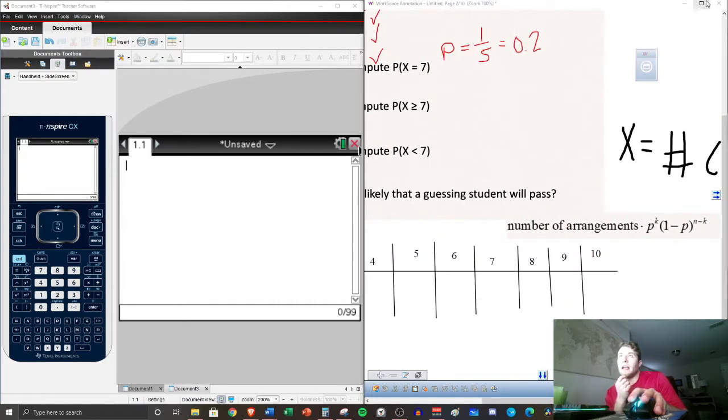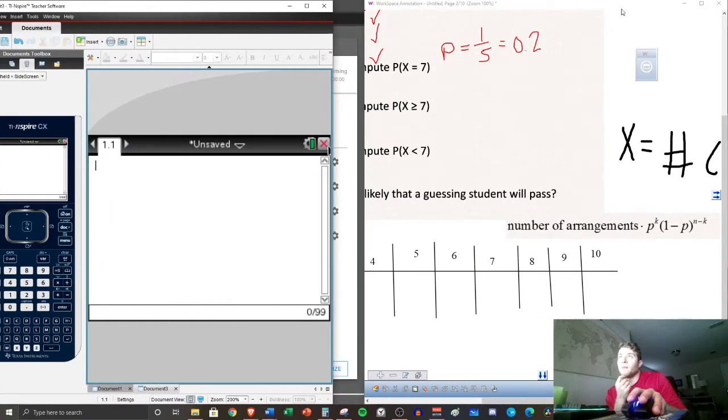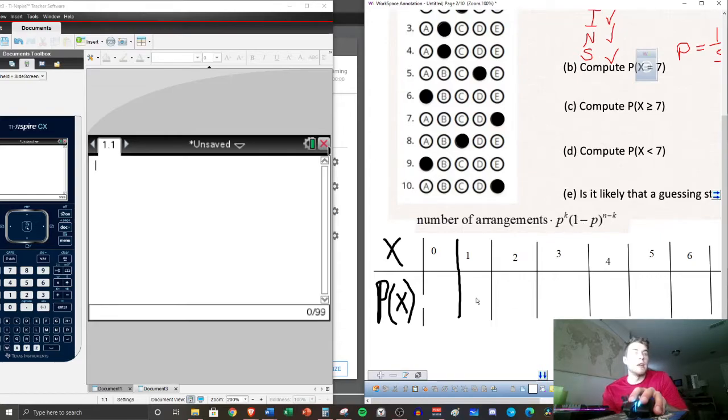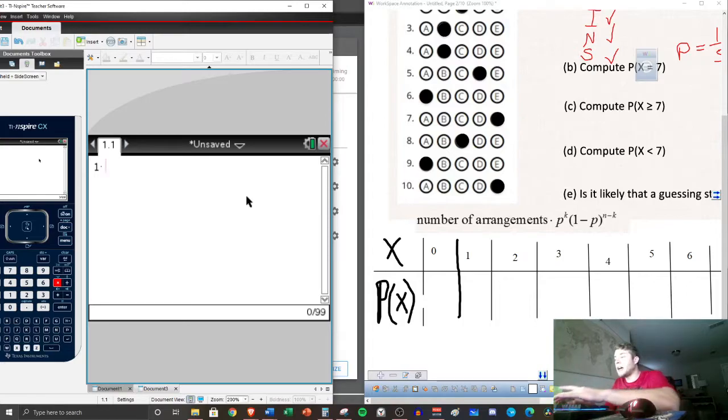But if I want to find the probability of getting 0, you take the number of arrangements times, you have this probability formula here. That's how we're going to find each and every individual one of these. So how many combinations, how many arrangements get us exactly 0? Well, there's only one, and we multiply that by P. P is the probability of success, and we already did that.